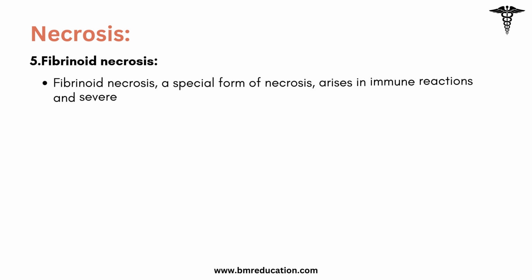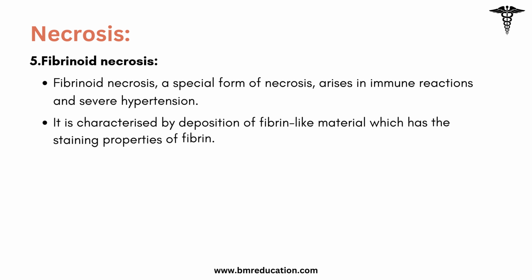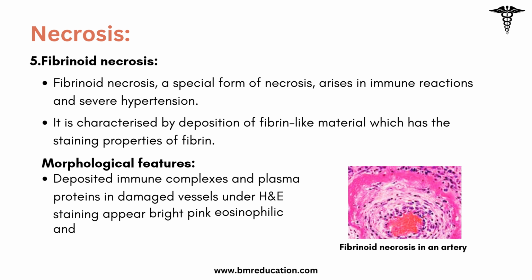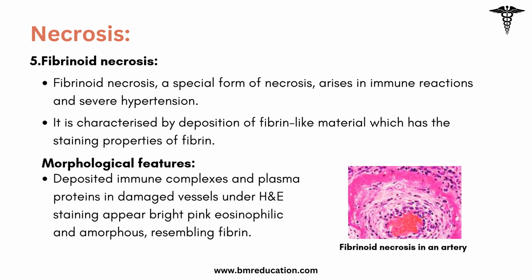Fibrinoid necrosis is a special form of necrosis that arises in immune reactions and severe hypertension. It is characterized by deposition of fibrin-like material which has the staining properties of fibrin. The deposited immune complexes and plasma proteins in damaged vessels, under H and E staining, appear bright pink, eosinophilic, and amorphous, resembling fibrin.